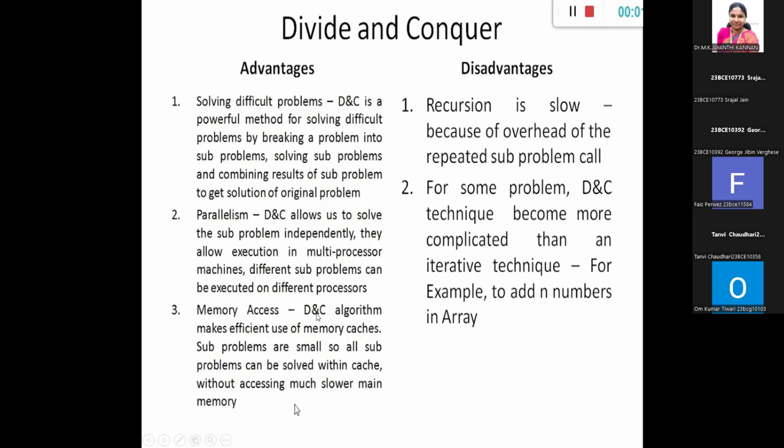And if you take memory access, divide and conquer algorithms make efficient use of memory caches. So we can make use of the caches. What do you mean by cache memory? What is cache memory? Memory caches. Anyone?